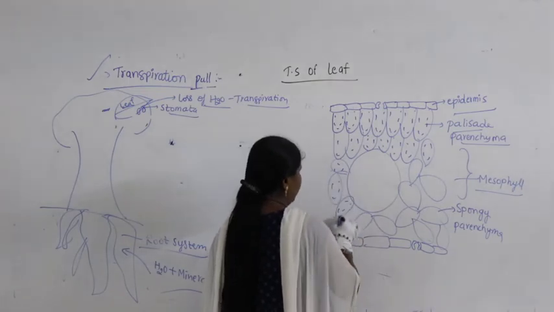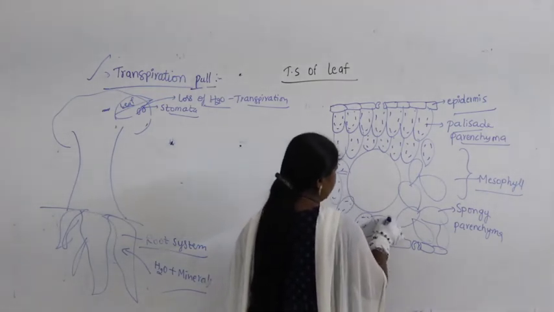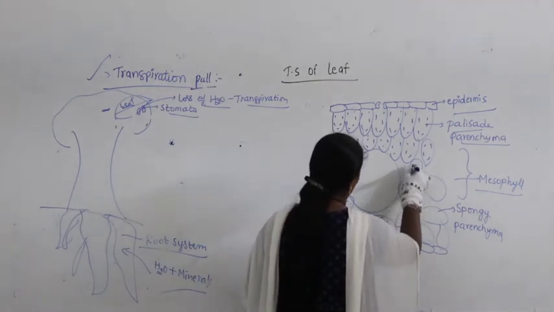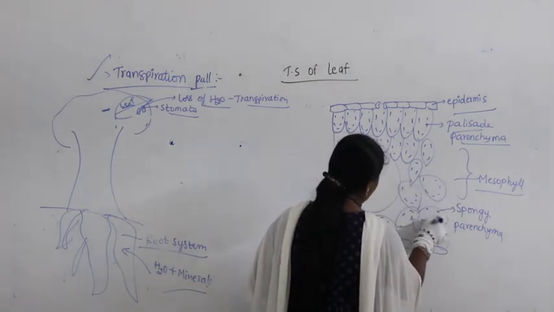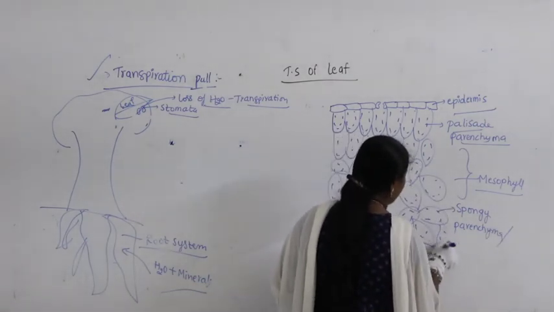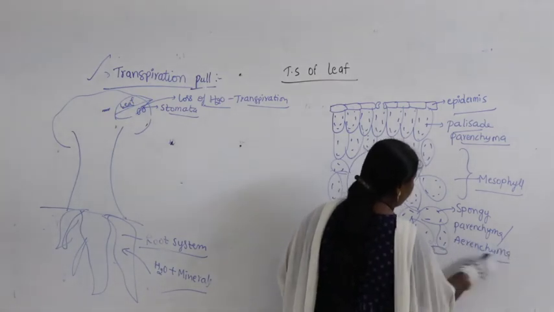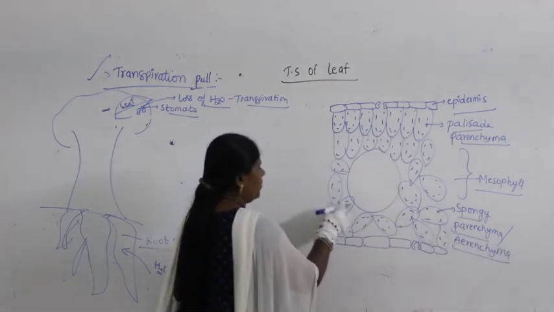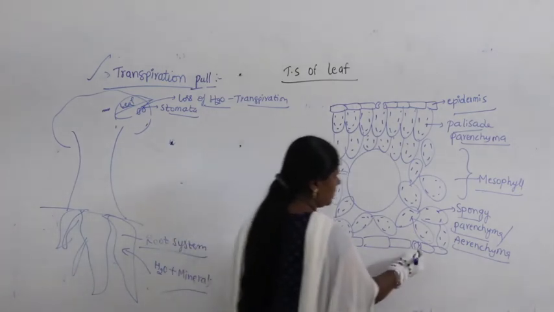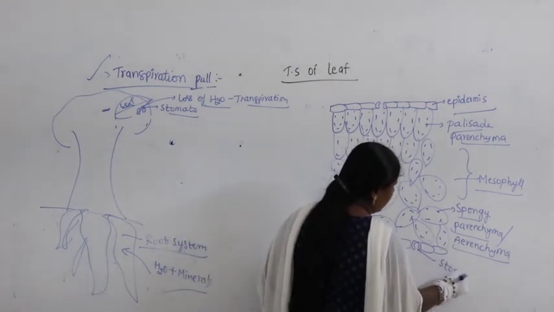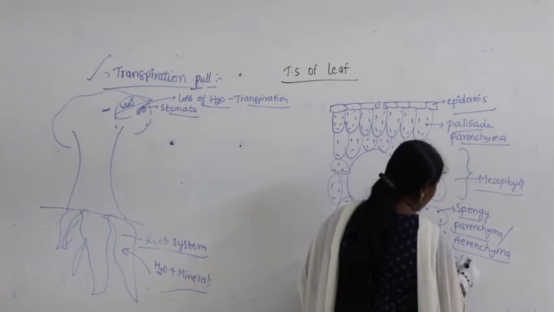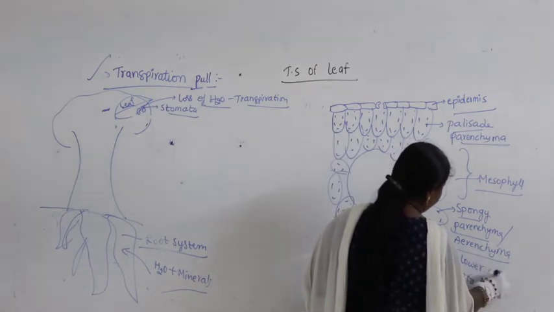Spongy tissue has more intercellular spaces. That's why it is also called what? Parenchyma. Because spongy tissue has more intercellular spaces, and this is nothing but stomata, and you find what is called the lower epidermis.